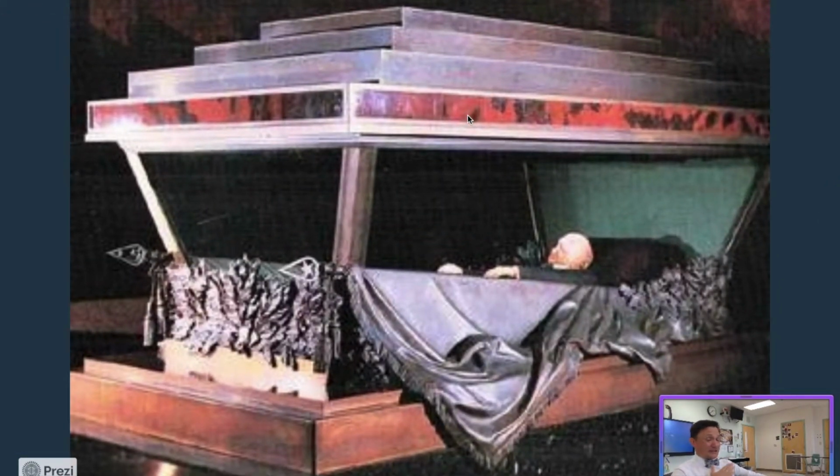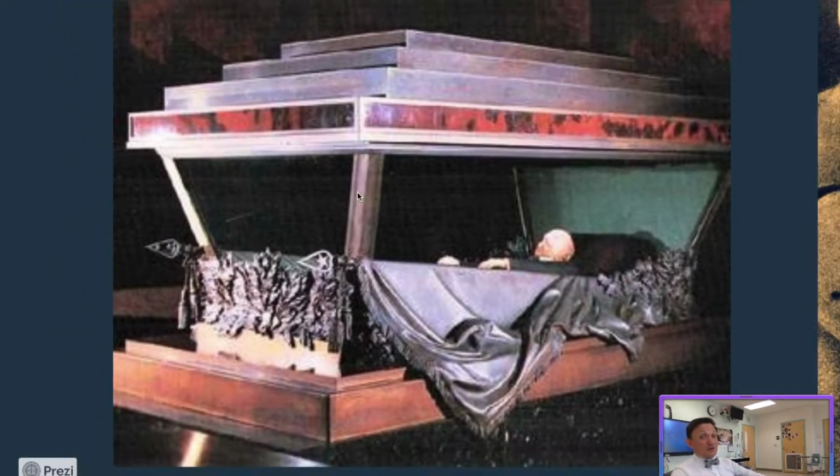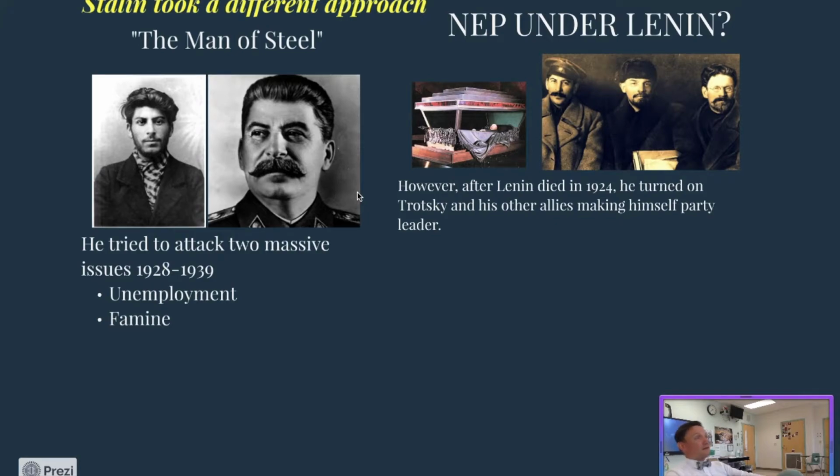And actually, inside the Red Square in Russia, even to this day, you can go see Vladimir Lenin's body because it's preserved in a big glass coffin like Snow White. All right, so anyway, after this all happens, he decides to turn on Trotsky, push him out, and he ends up getting him exiled out of Russia.